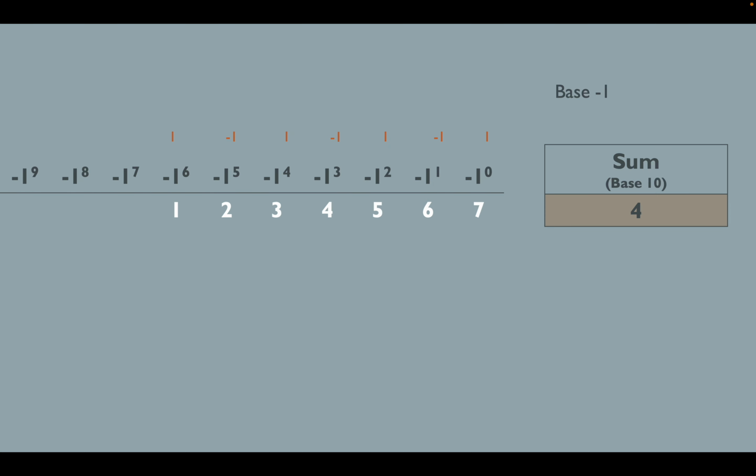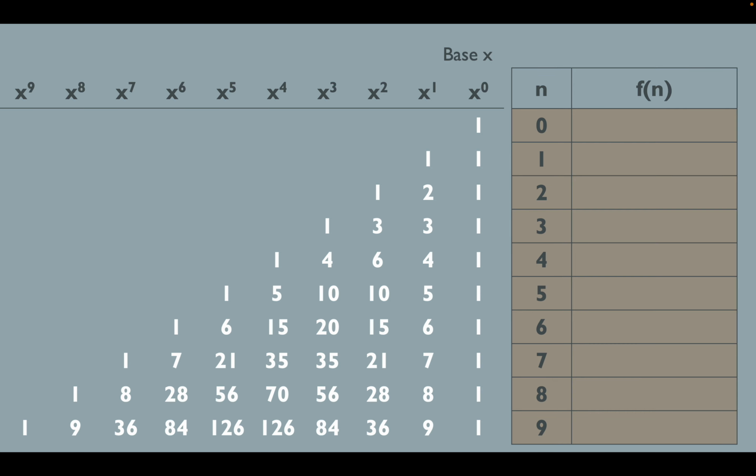And we can also go into the negatives. For instance, base negative 1, 1, 2, 3, 4, 5, 6, 7 would represent 4. And base negative 2 would represent 31. That's how I'm going to touch on the bases. So, base x, 1, 2, 3, 4, 5, 6, 7, represents some number, and we are going to play around with each x in Pascal's triangle.